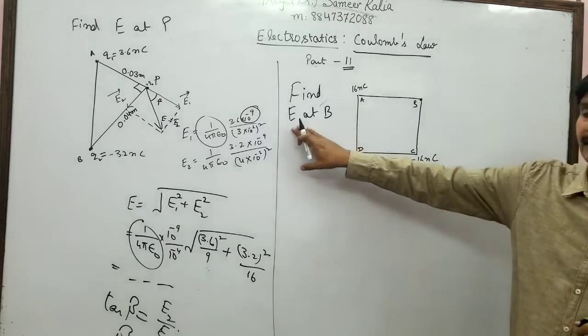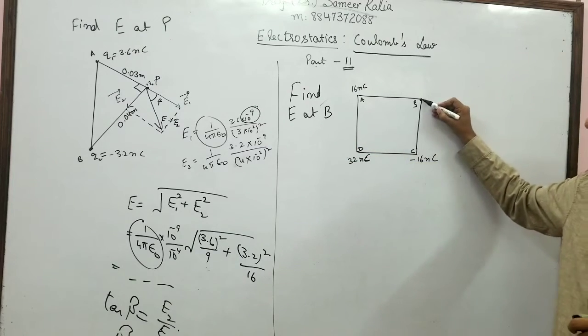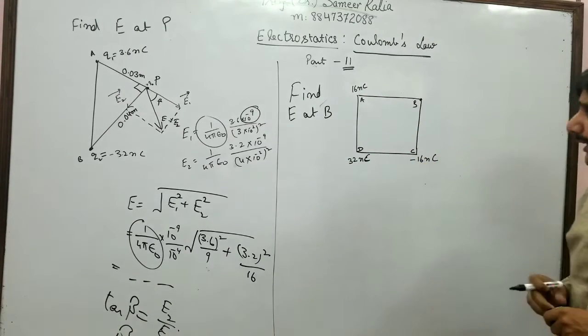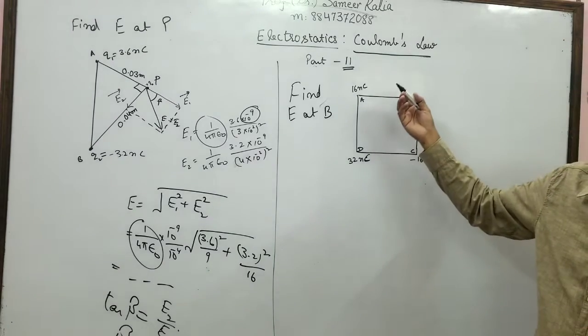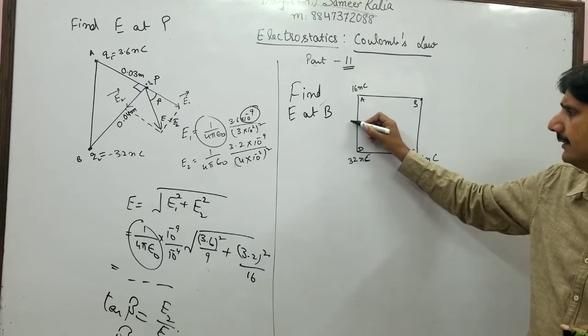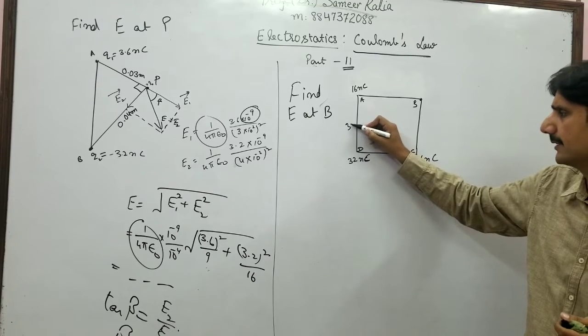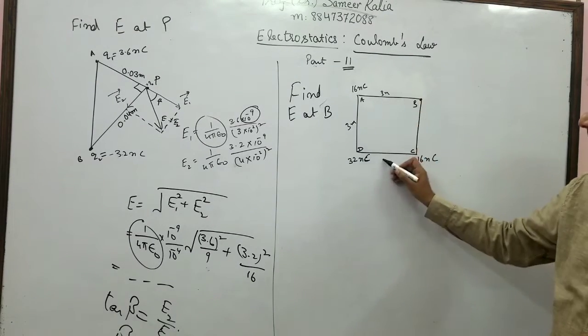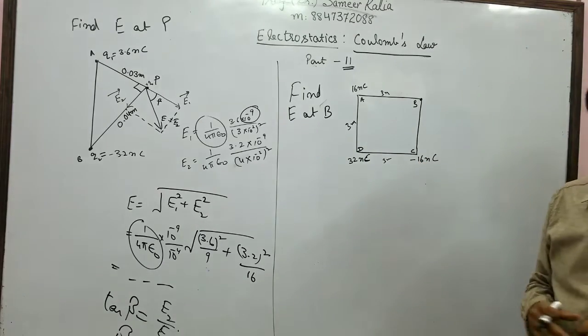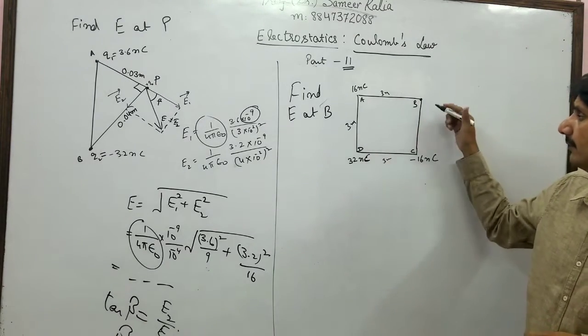The question says find the electric field at B. This is the point B, and all the other 3 points. Let us assume this side to be, let's say, 3 meters. This is 3 meter, 3 meter, 3 meter, and 3 meter. Now we wish to find out the electric field at B.